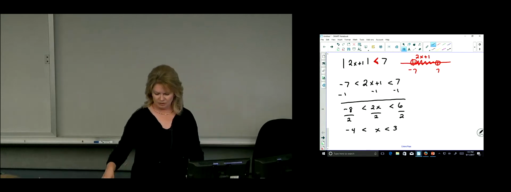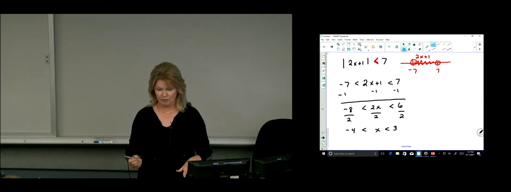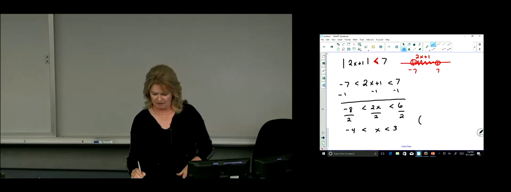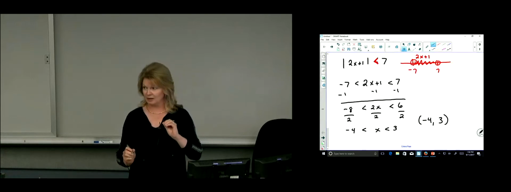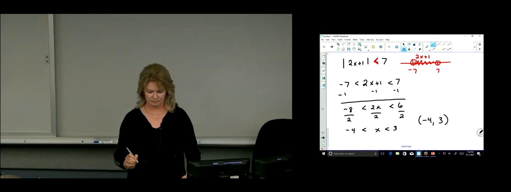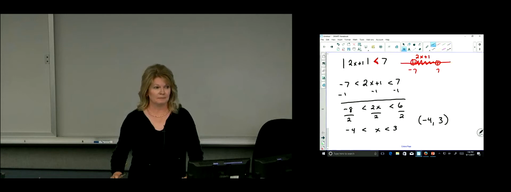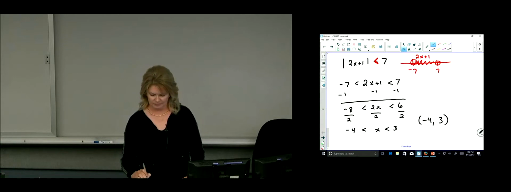Okay, so my answer here is an interval from negative 4 to 3. I'm going to write that in interval notation. So that's negative 4 to 3. It's parentheses because there was no equals to with my inequality. Any questions?